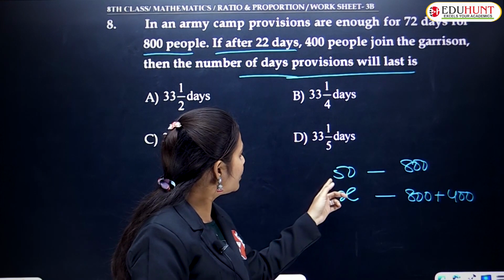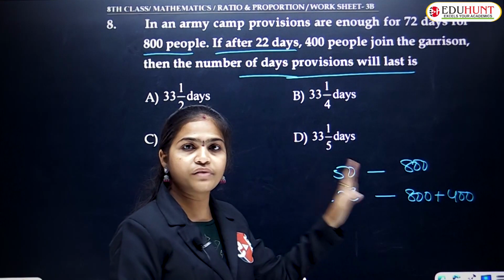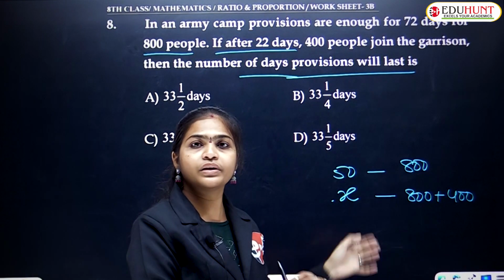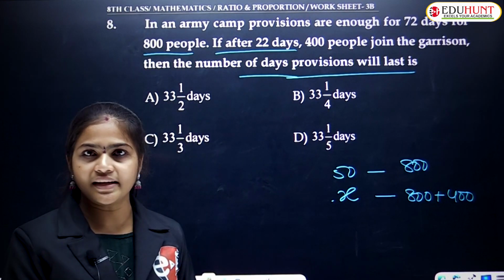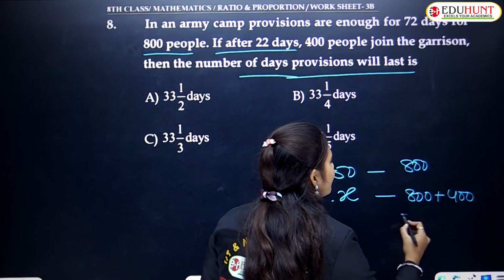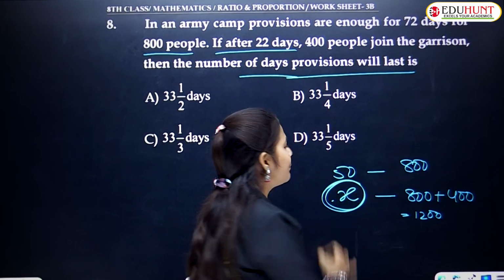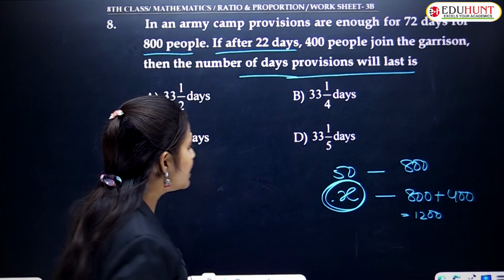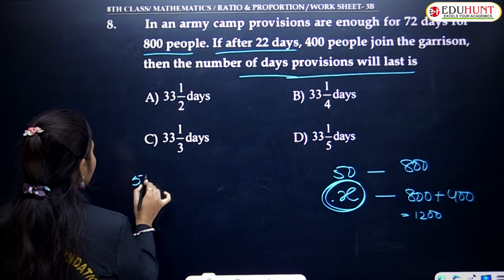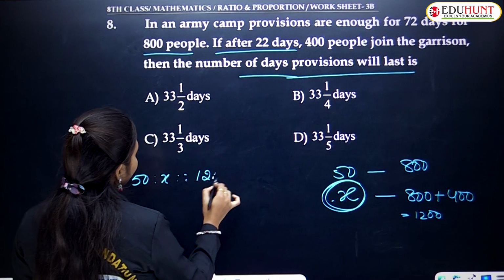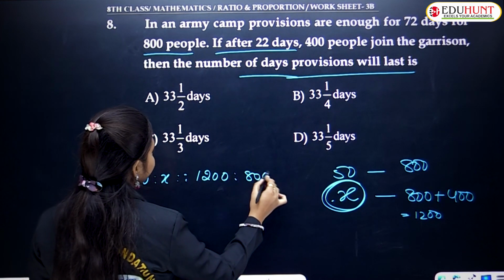And after 22 days, on that 50th day onwards, how many people added here? 400 people added. Now the total number of people is 1200. 800 plus 400 is equal to 1200 people. Now the provisions last for how many days, they are asking. So this is also inverse proportion only, no? So 50 is to x as 1200 is to 800.